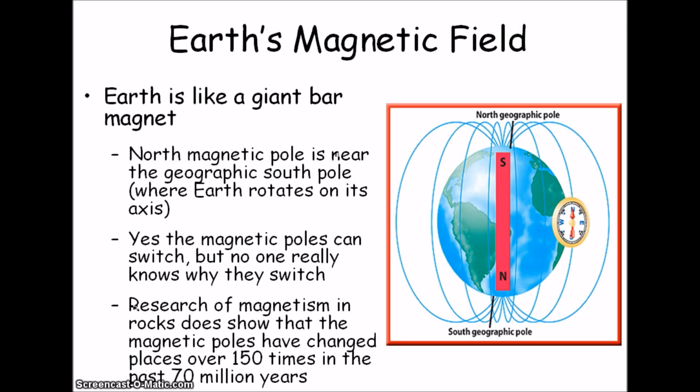So you may have heard that the magnetic poles can switch, and that does happen. No one really knows why that happens, but they can do research, and throughout the rocks over history, it has been shown that the magnetic poles have changed over 150 times in the past 70 million years.